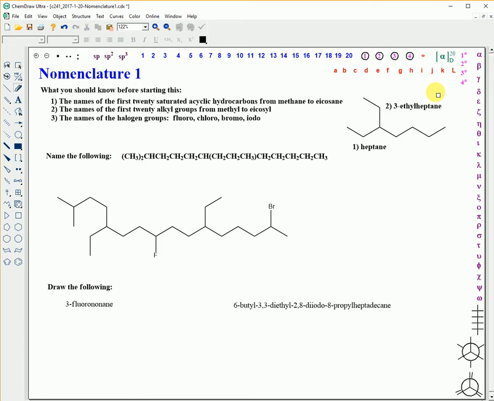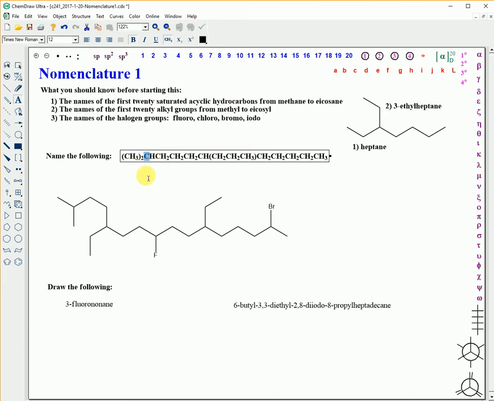Let's get started. Our first objective is to name this molecule here, and here is where the parentheses might cause you trouble. So my suggestion is that you get rid of the parentheses and replace them with the groups. What does this 2 mean here? When it's outside the parentheses, it means that there are 2 of these methyls attached to the carbon following.